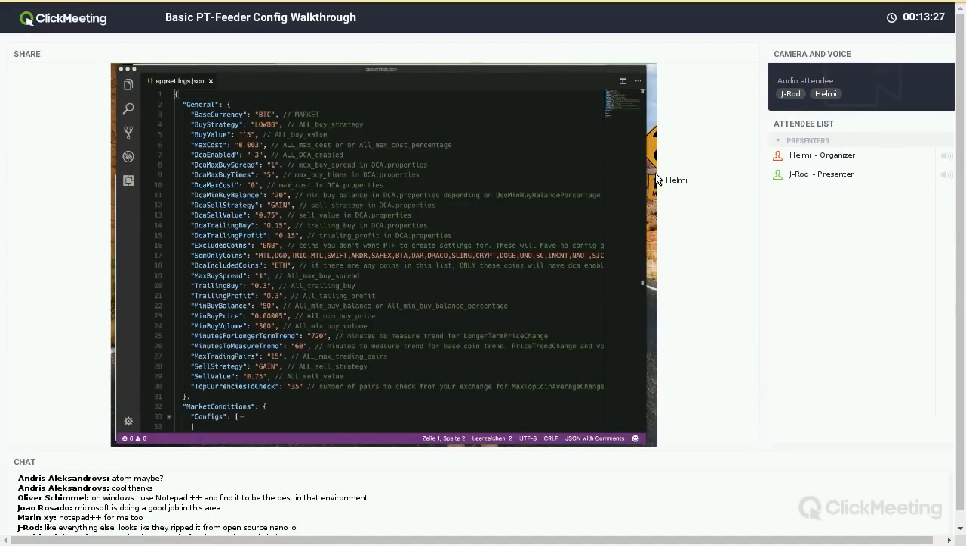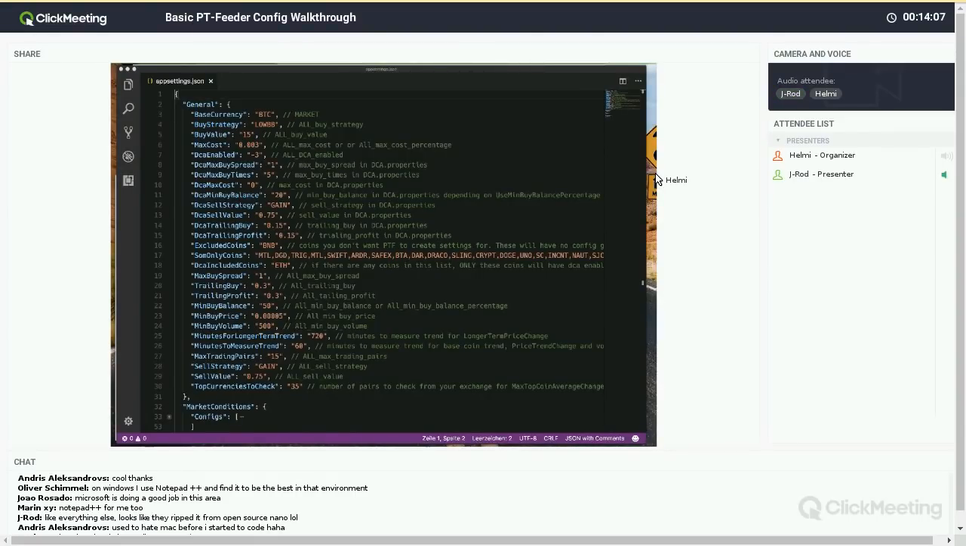The buy strategy. Before I go too far, a lot of these are pulled from the PT wiki. If you're confused about one piece or another, it is kind of a pain to have to look at both wikis, but there's nothing here telling you whether this is a Feeder-specific config or a Trailer one. Usually if it says all next to it, that's referencing the Profit Trailer variable. So if you have a question about that, jump over to the PT wiki and take a look.